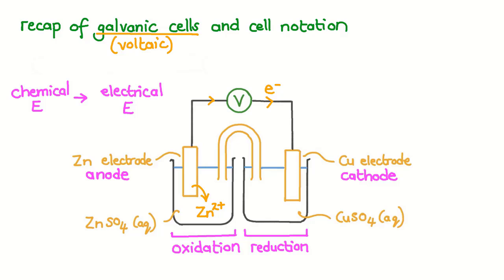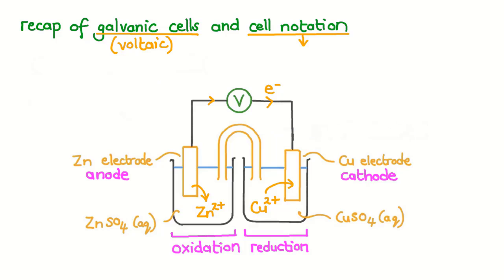Here, in this half cell, reduction occurs. Electrons entering the cathode attract copper 2+ ions in solution. Copper ions come out of solution and are deplated or deposited onto this electrode. The circuit is completed by a salt bridge or a porous membrane.